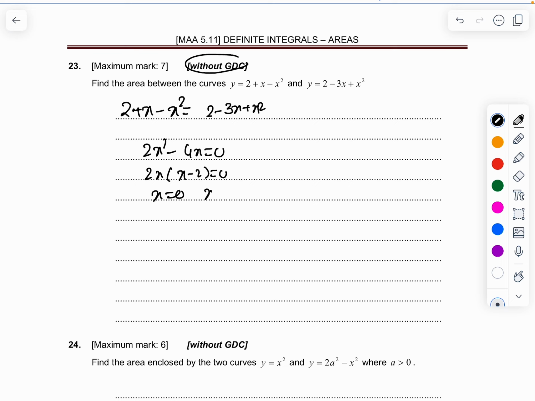So the area will be integral 0 to 2 upper curve minus lower curve, where I don't know which is upper curve, but always minus x square will be the upper curve and plus x square will be the lower curve, then dx. So it becomes integral 0 to 2 4x minus 2x square dx. So it becomes 2x square minus 2x cubed by 3 from 0 to 2. Simplify that, you should be getting 8 by 3.